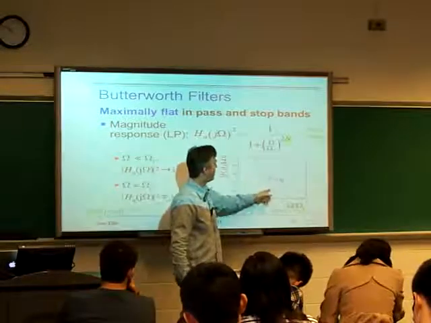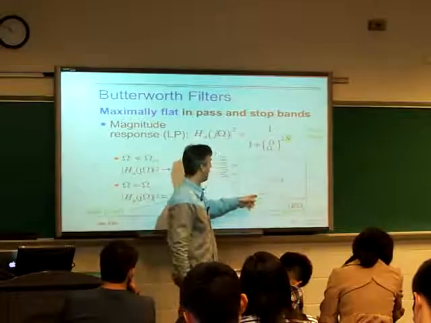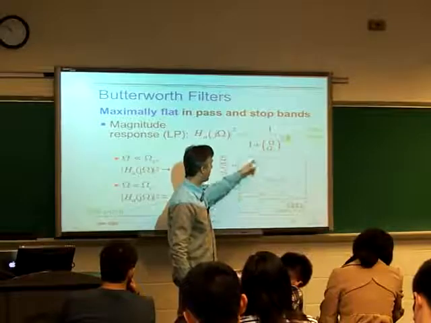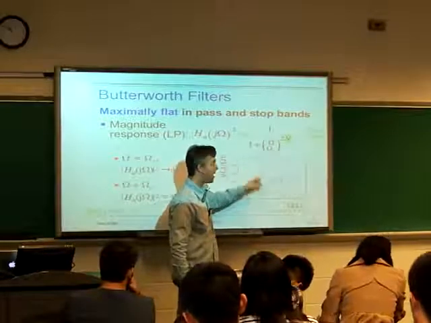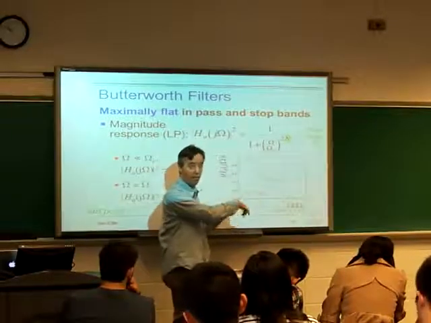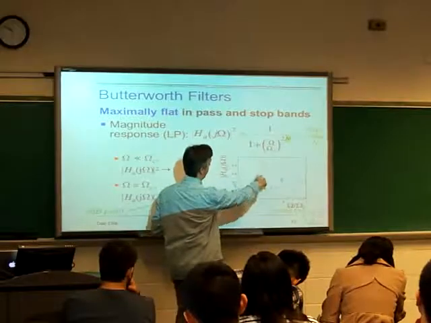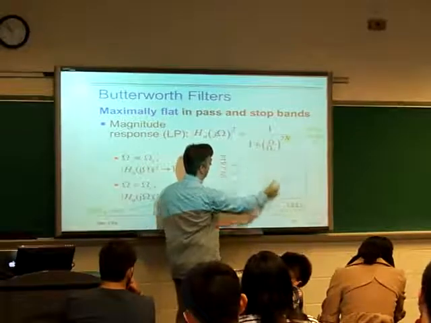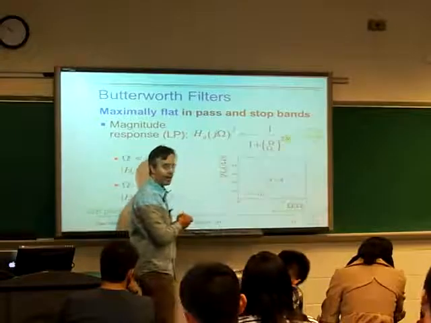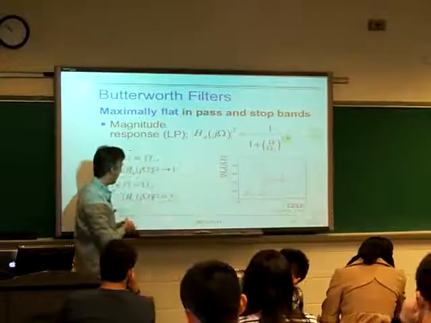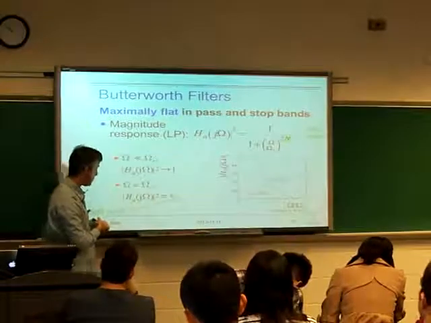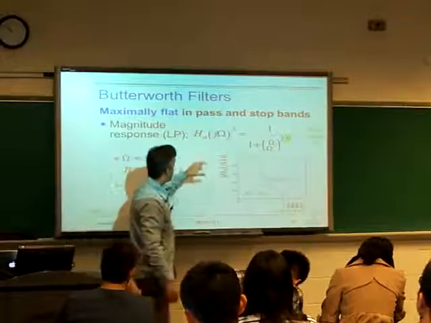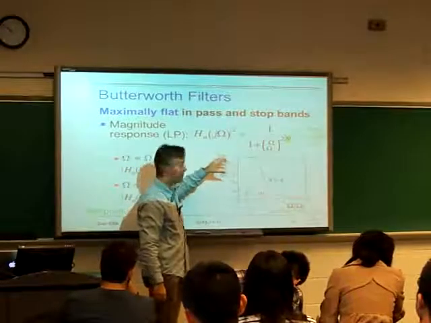The blue line here is for a 4th order Butterworth filter. If we go to higher order, so the dotted red line is a 10th order filter, it looks the same, but just the transition is sharper, right? That's what we said, that as we increase the order, we can make the transition band narrower, but everything else can stay the same.